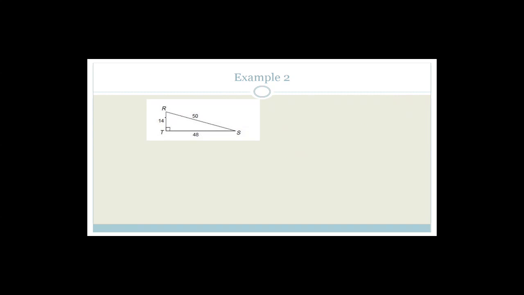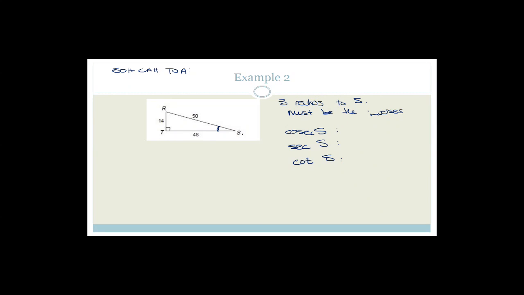Let's try another example. Now we've got 14, 50, 48, and we've got S, R, and T. Again, I want you to find three ratios to get S, but they must be the inverses. And again, we're just looking to write them down like we did before. So again, I'm going to write SOH CAH TOA, simply so that I can remember how to get the inverses. So the inverse of sine is going to be cosec of S. The inverse of cos is sec of S. And the inverse of tan is cot of S.